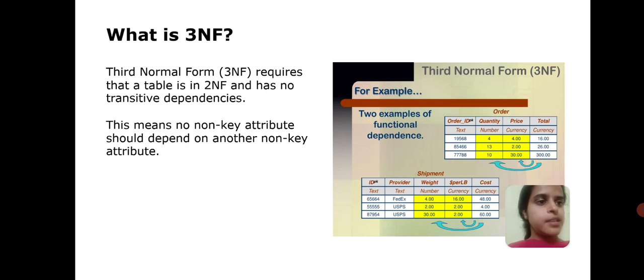And you can see two examples of functional dependencies, like order ID, quantity, price, and total. Order ID is a number, and price is a currency, and total also is in currency. You can see the second table, shipment. It has ID, provider, weight, and per-pound cost.